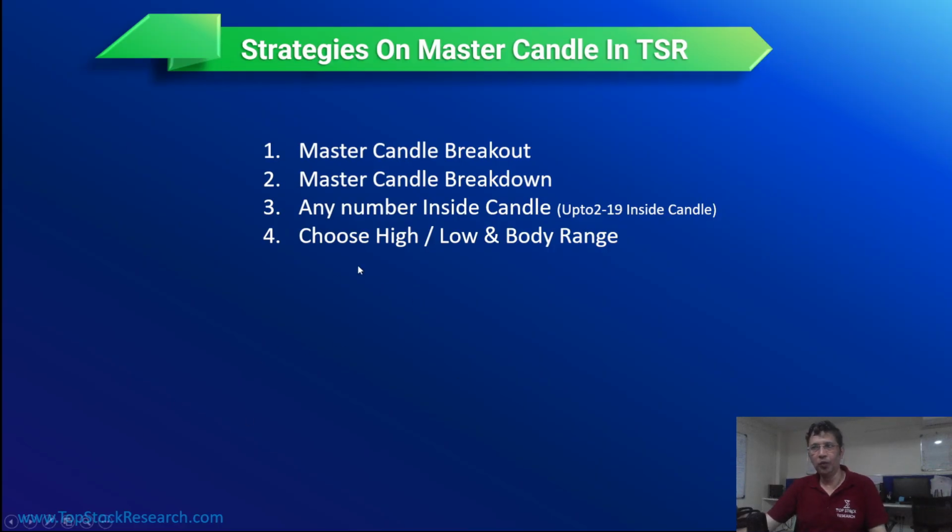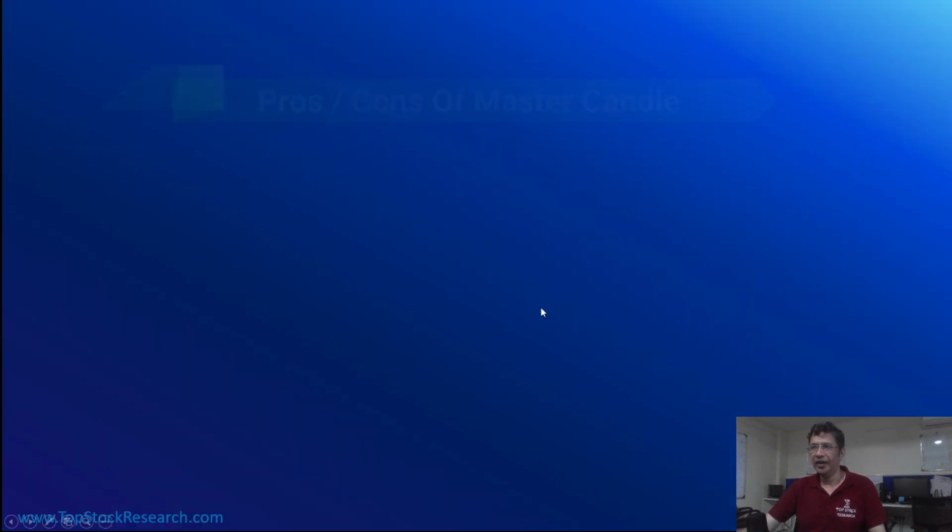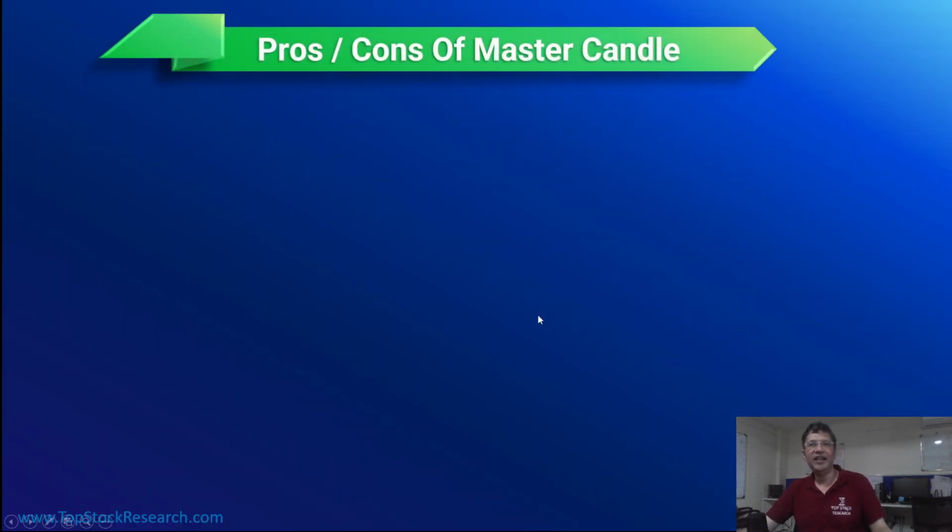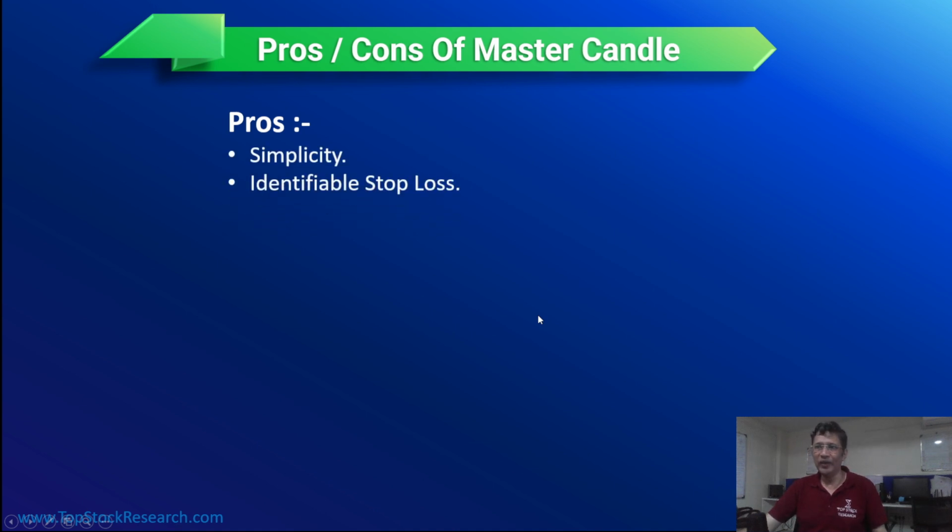What we have covered is choose body or high low range, right? So like any other indicator, this has pros and cons. Pros, obviously it's simple. It's very identifiable. Stop loss, as we have seen, you can use stop loss at the bottom of the master candle, or if the general boring or small candles are on top of it, you can use the lowest level of the subsequent candles for your stop loss, and then you play with your trailing stop loss.